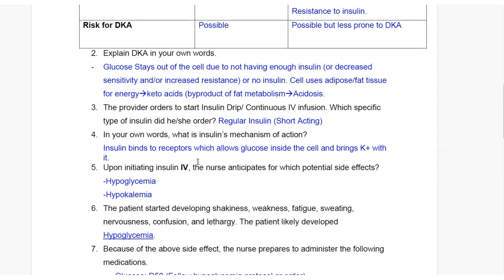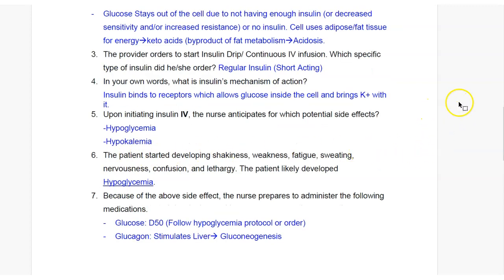Are they experiencing signs and symptoms of hypokalemia? Are they weak? Are they having irregular heart rhythms, especially new onset of irregular heart rhythms? So those are the things that you're looking at when you're caring for a patient who is receiving insulin, regardless of the route. The patient started developing shakiness, weakness, fatigue, sweating, nervousness, confusion, and lethargy.